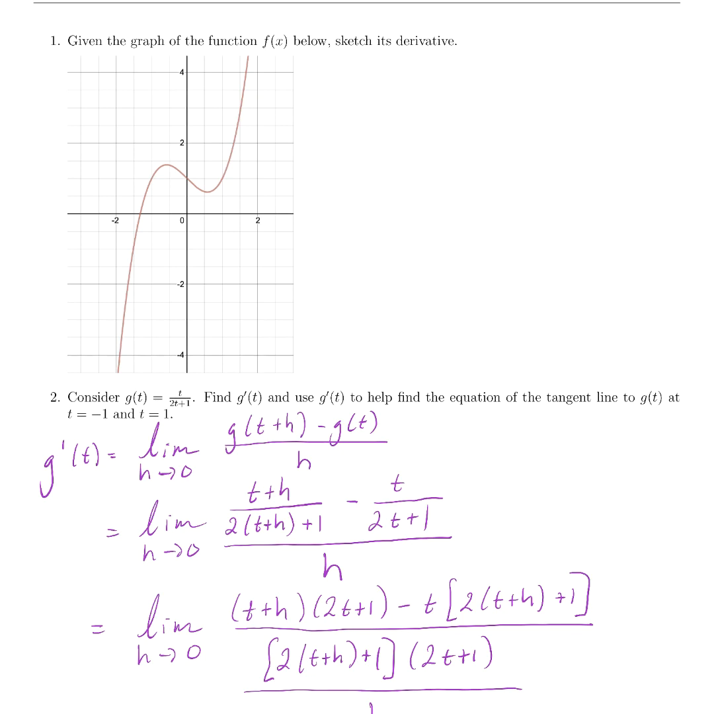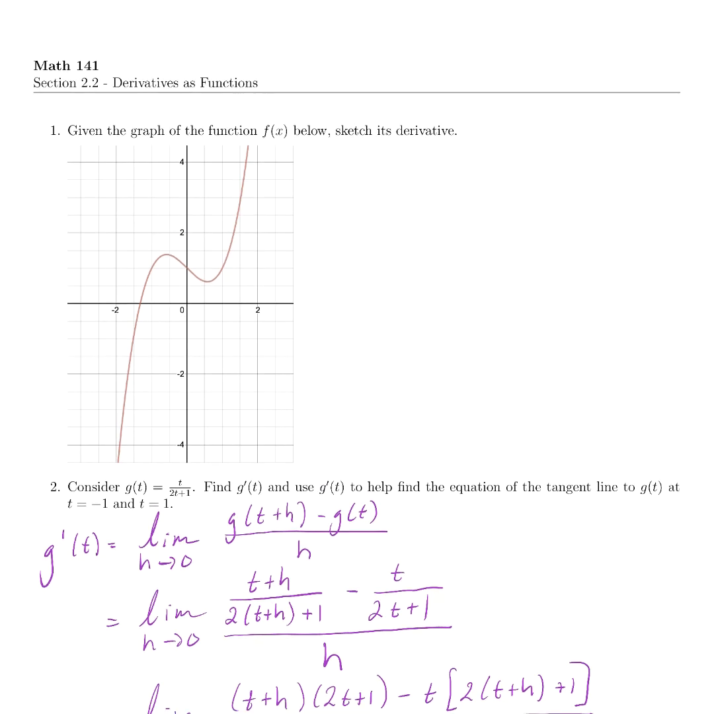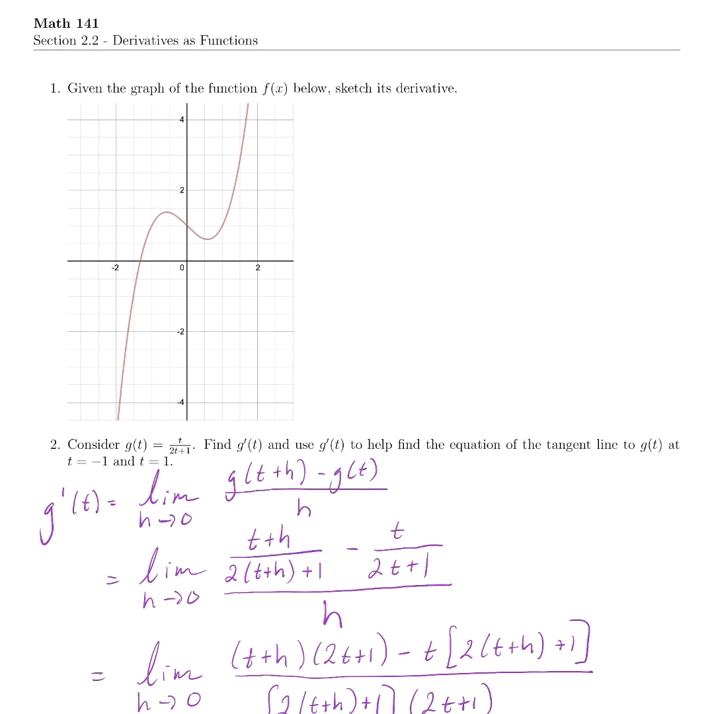Okay, here are the solutions to the 2.2 activity, the derivatives as functions. The first question says, given the graph of a function f of x below, sketch its derivative. Okay, how might we do that? Well, what is the derivative? It's the slope of the tangent line.